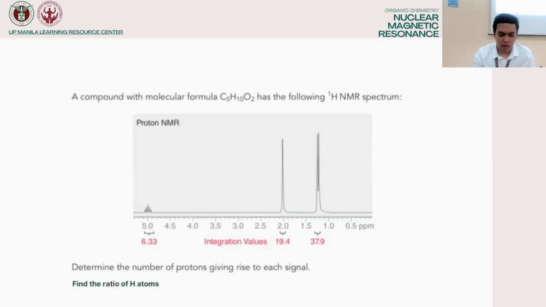Okay? So, ito may problem tayo. A compound with molecular formula C5H10O2 has the following NMR spectrum. Given the integration values, find the ratio of H atoms. O, madali lang yan. Simple ma. I'll give you 30 seconds. Siyempre, mag-calculate naman kayo. Alam nga, i-mental math nyo pa. Sige. Pero no, kahit walang calculate, you will see from the shape, no? Kung alin yung may pinakamarami.